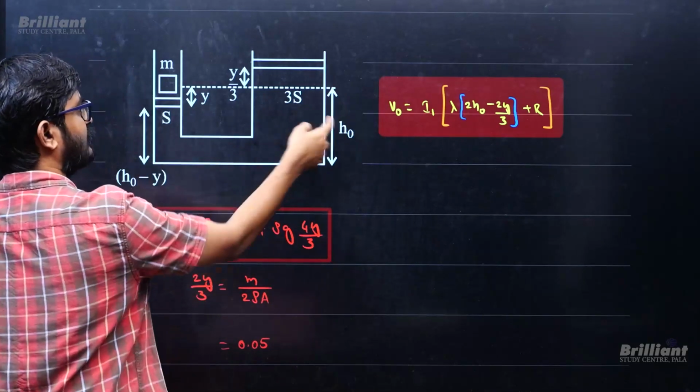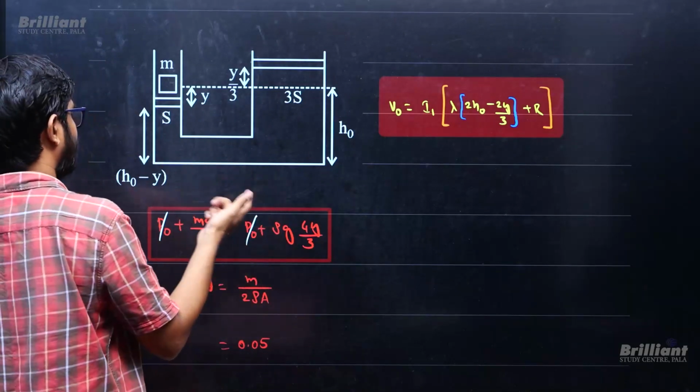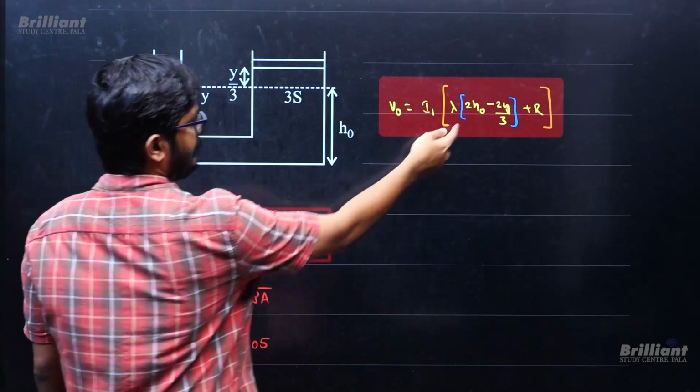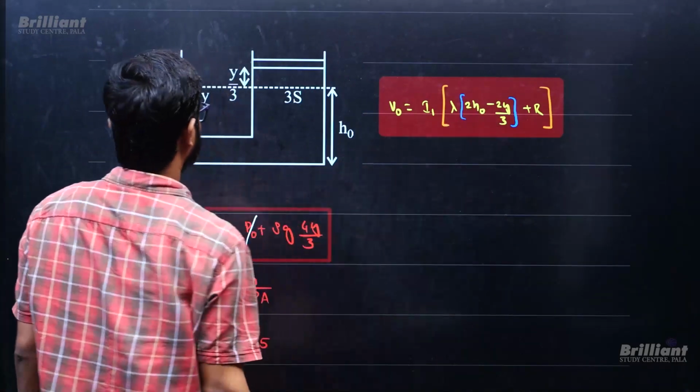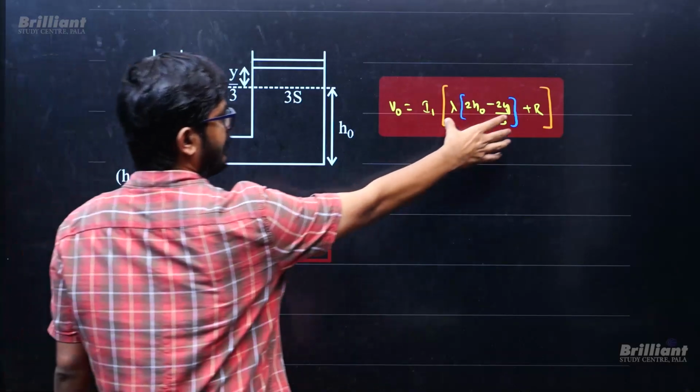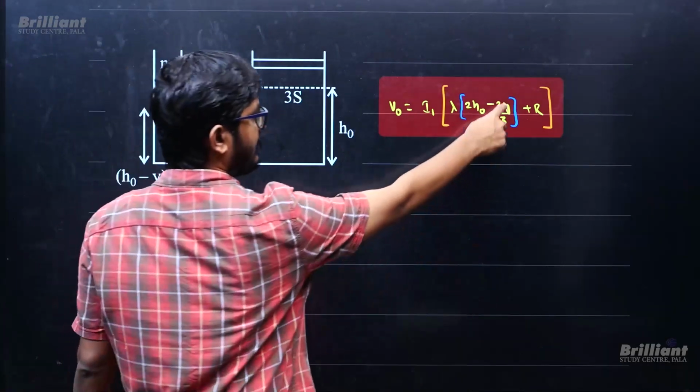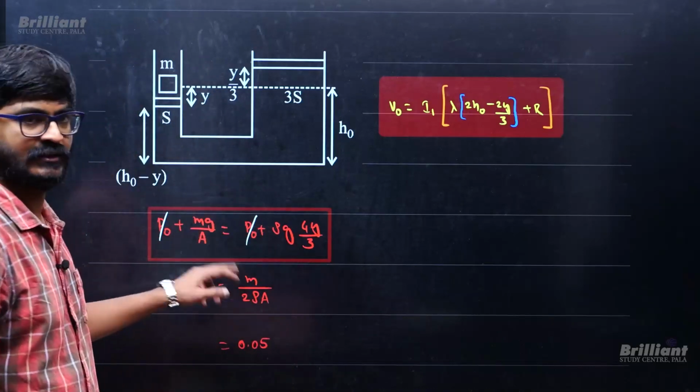So total resistance is going to become lambda into 2H0 minus 2Y by 3. This length plus this length is going to be this much. So now when I use V equals to IR, I will be getting this equation. So basically I need to find Y. So that's the reason I have done this.